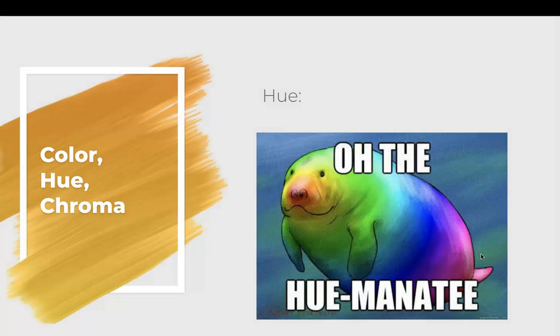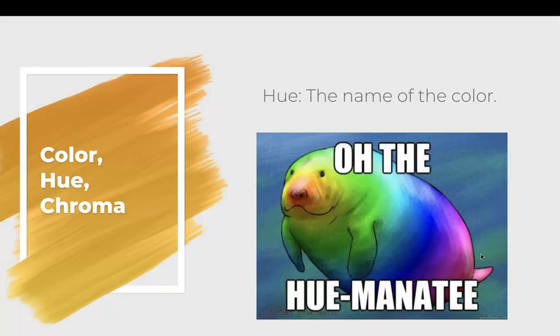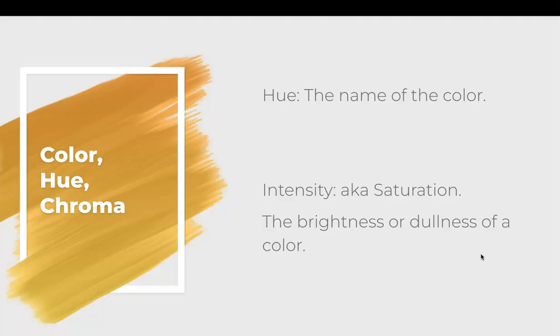Let's talk about color, hue, and chroma. So what is hue? Hue is the name of the color. Very simple, right? The hue of my hair is brown. The hue of the table is tan. The hue of the floor is gray. Now, what is intensity? Intensity, also known as saturation, it's the brightness or dullness of a color. Brightness, for example, hot pink, neon green. A dull color would be like a gray, a grayish red, a grayish blue. You can actually change the intensity or saturation of the colors on the photos you take on your phone.